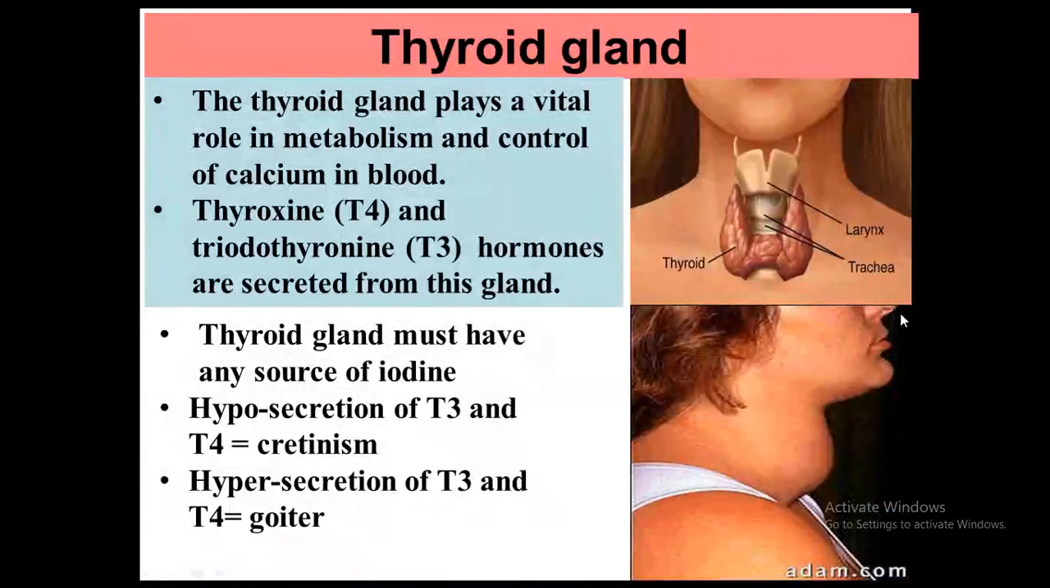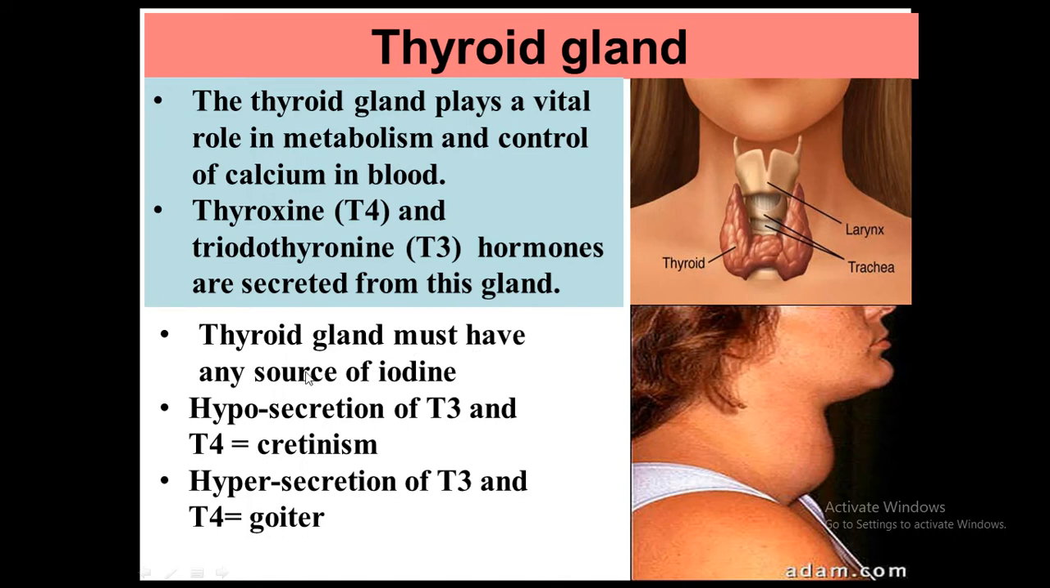Thyroid gland. Look, this is the position of the thyroid gland. It is present in our neck. The thyroid gland plays a vital role in metabolism and control of calcium in blood. So calcium metabolism is done by the thyroid gland. And thyroxine hormone T4 and triiodothyronine T3, these two important hormones are secreted from this gland.